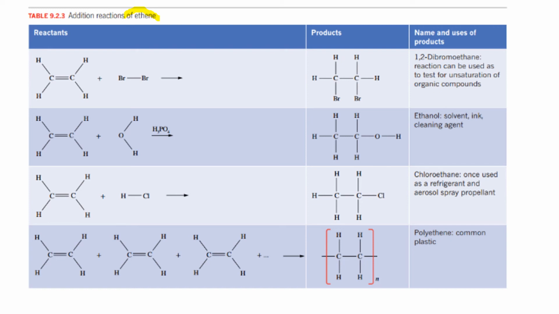It can react with bromine gas. It can react with water in the form of H2O. It can react with hydrochloric acid. It can also react with one another to form what we call polyethene. But if you look at bromine gas, which is the first reaction that you can see in this particular diagram, bromine gas in general is orange in color.